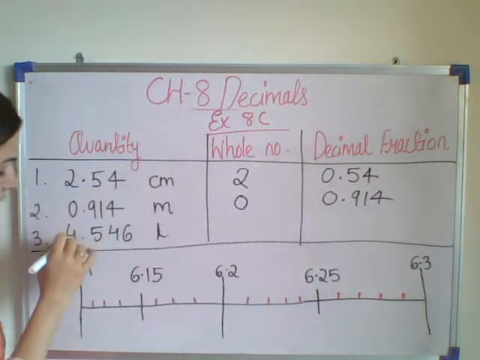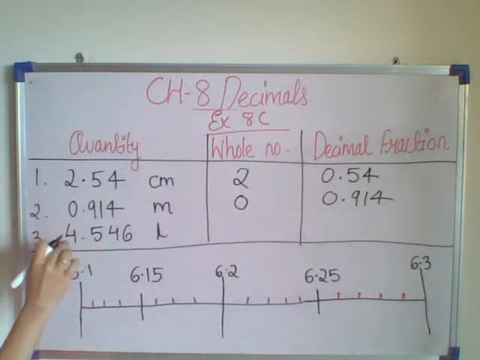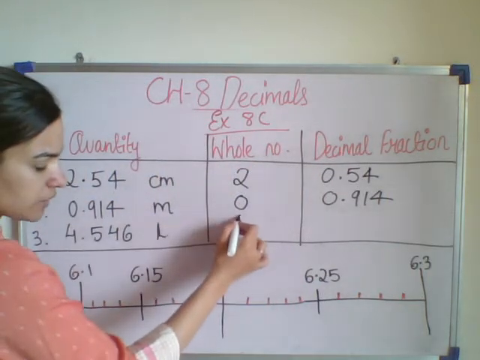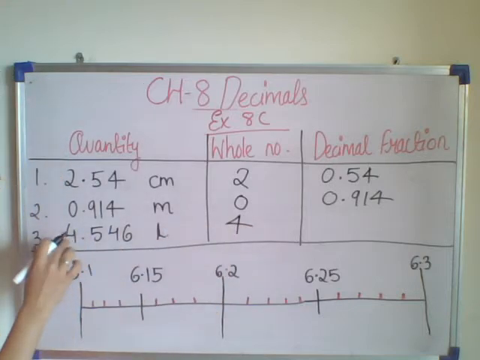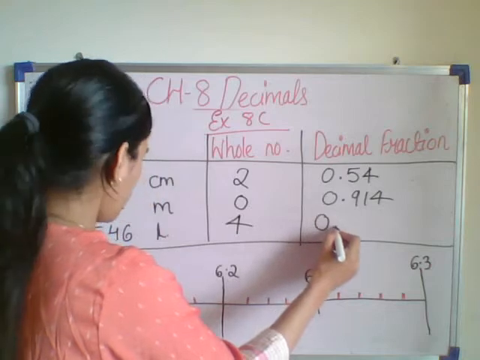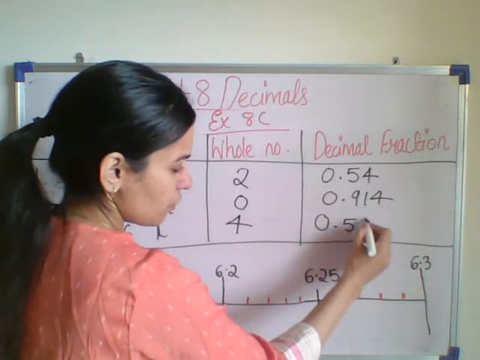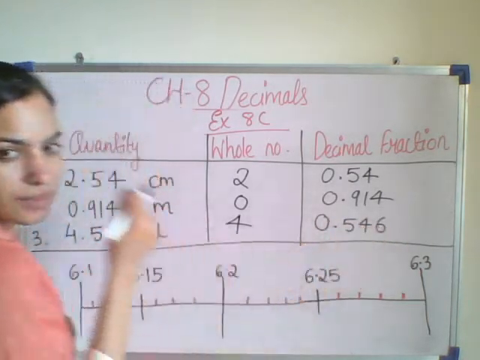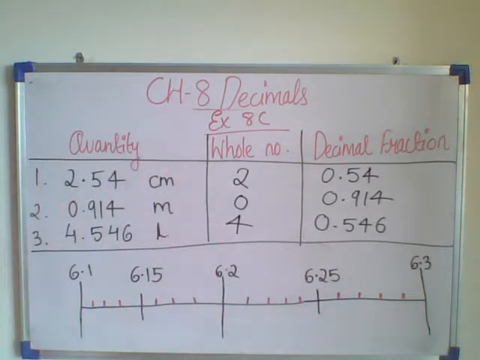And what is the decimal fraction? 0.914. Next, come to this. Here, what is the whole number? Whole number is 4. And what is the decimal fraction? Decimal fraction is 0.546. This is the decimal fraction.